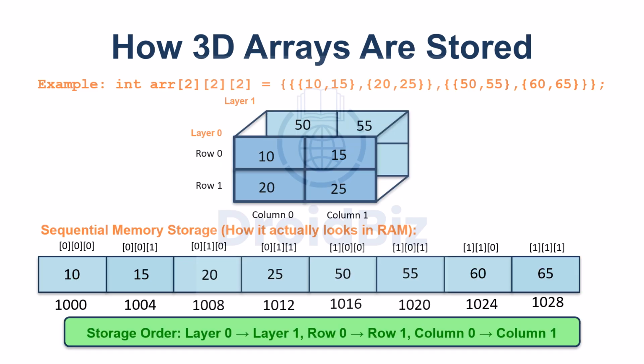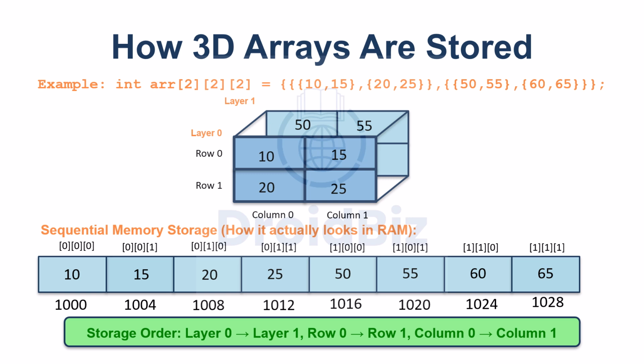Now let's understand memory layout. How does a 3D array store data in memory? 3D arrays are stored in contiguous memory locations using row major order. This means all elements are stored one after another in memory. Let's look at an example.